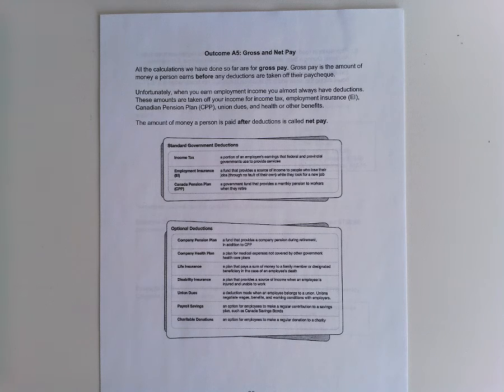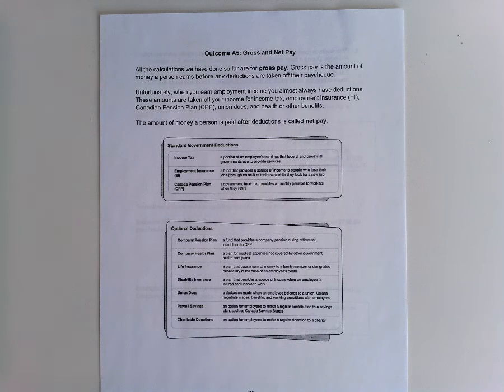There's also other deductions that different companies may have. These might include a pension plan within the company. It could include a health plan, which is something that helps you cover medical expenses like dentist, eyeglasses, that kind of thing. There can also be deductions for life insurance, disability insurance. If you're unionized, you may have to pay union dues. It can also be charitable donations, payroll savings. Some companies will deduct for things like parking fees, things like that.